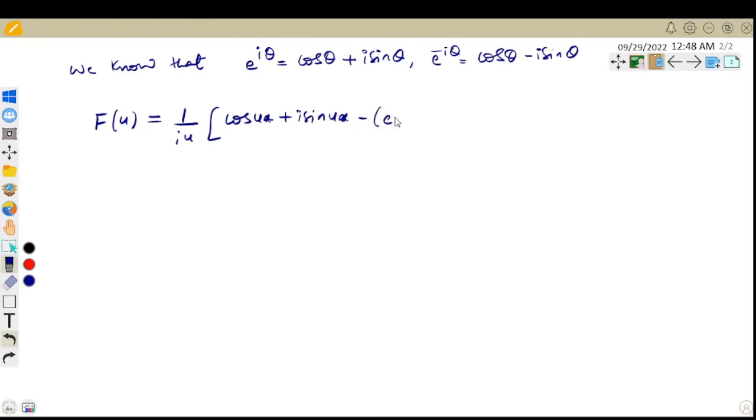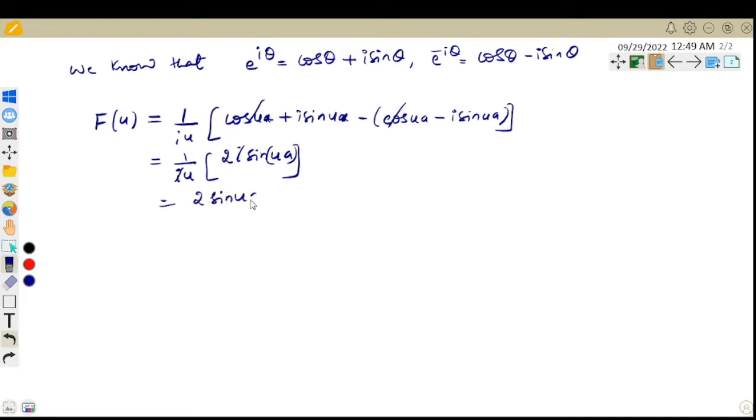Similarly, this is e raised to minus i u a, which is cos ua minus i sin ua. This is 1 by iu into cos ua plus i sin ua minus cos ua plus i sin ua. This minus gets cancelled; minus minus becomes plus. It will become 2i sin ua. This i and i get cancelled. You will get 2 sin ua divided by u.